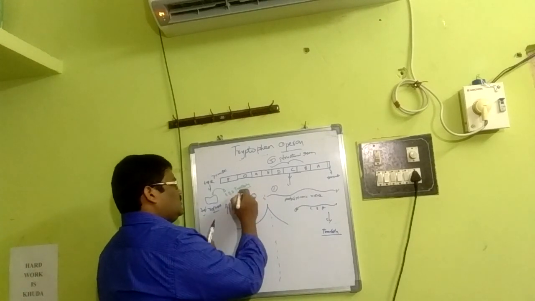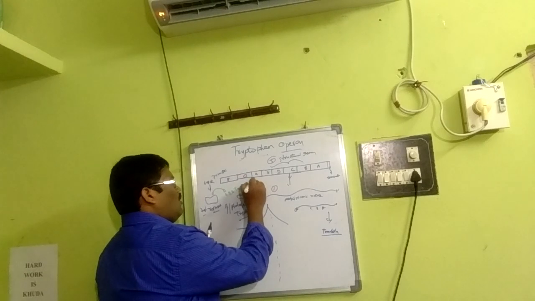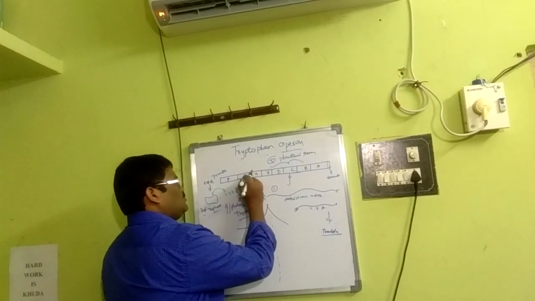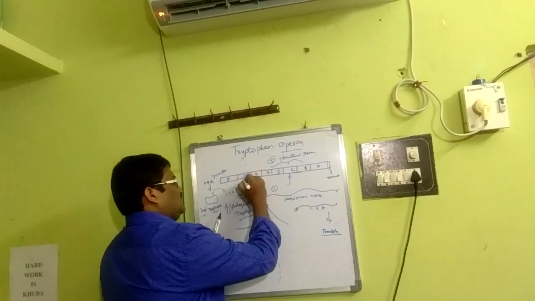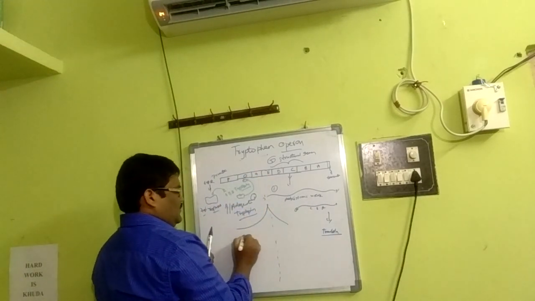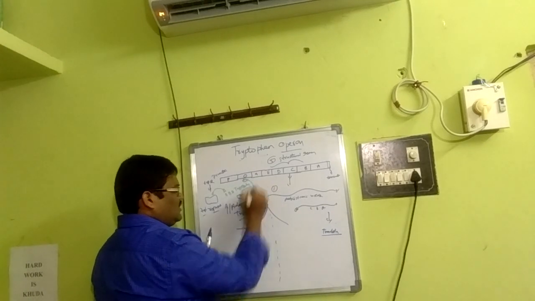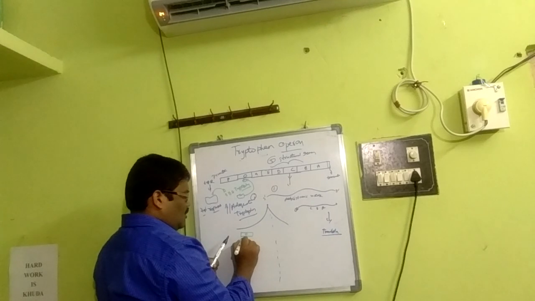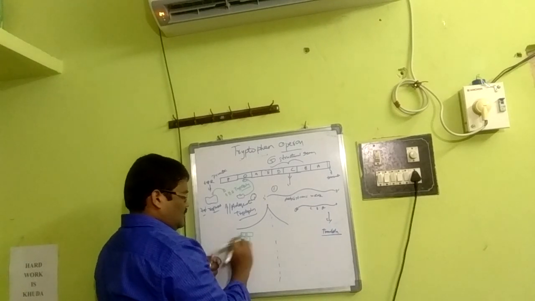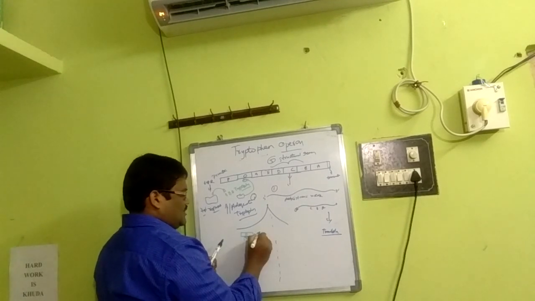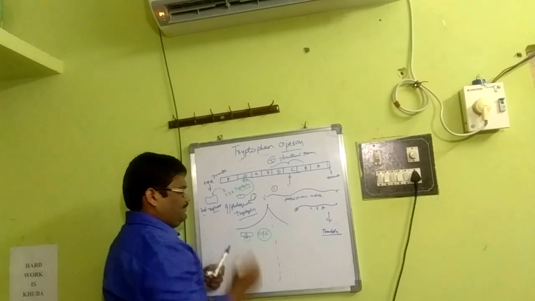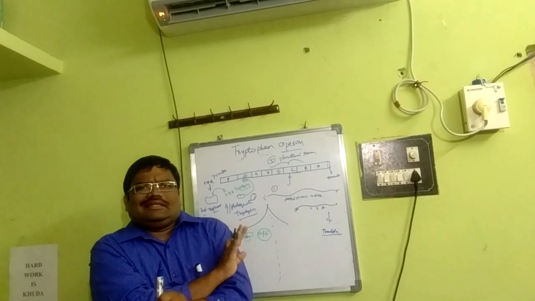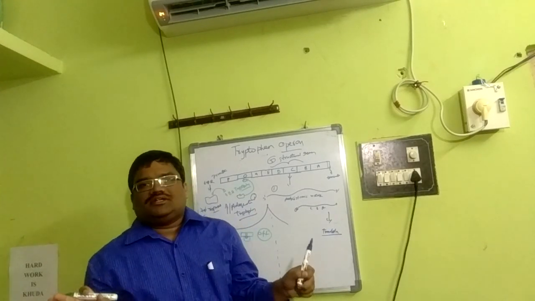Active part, so that it will bind to the operator. If I am only magnifying the operator part, since it binds to the operator, expression is off. There is no further transcription. That means simply the gene expression is inactivated.